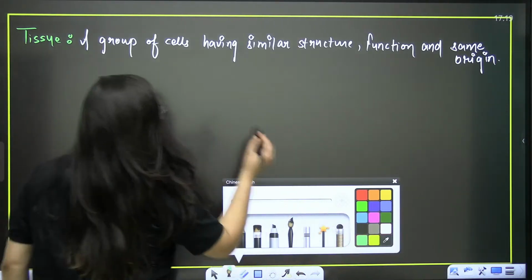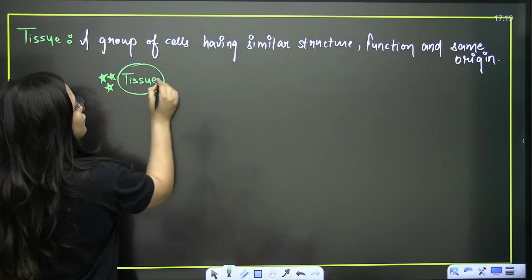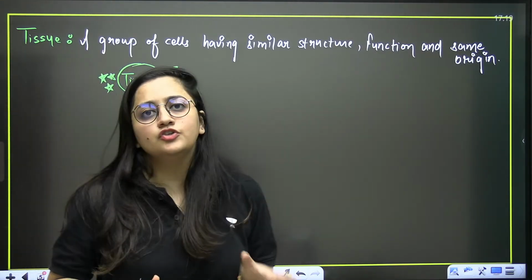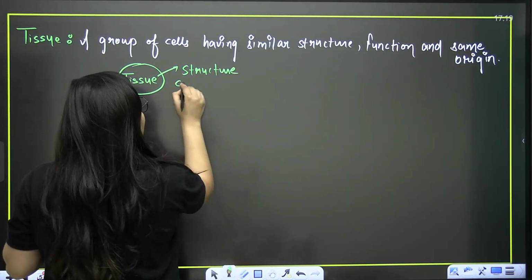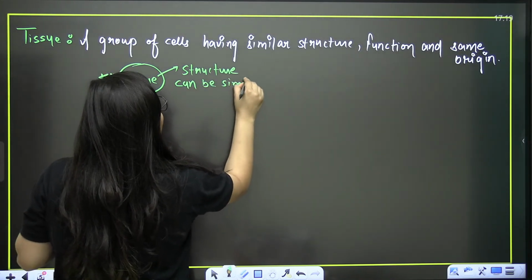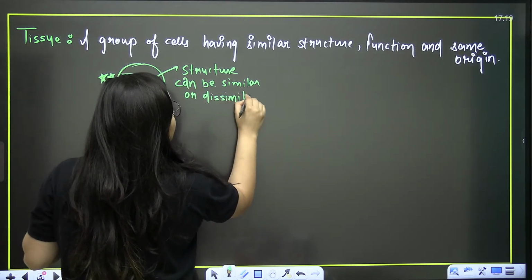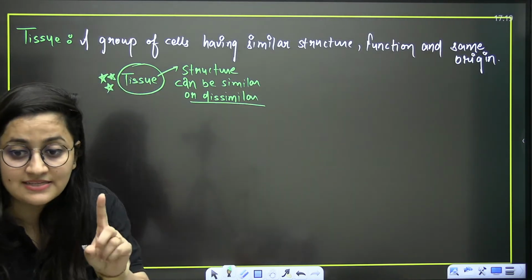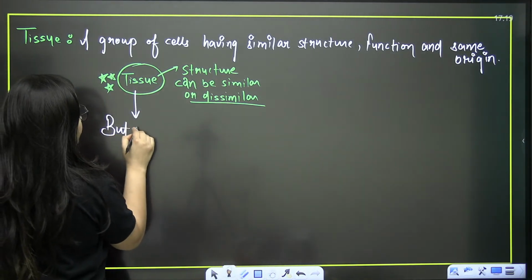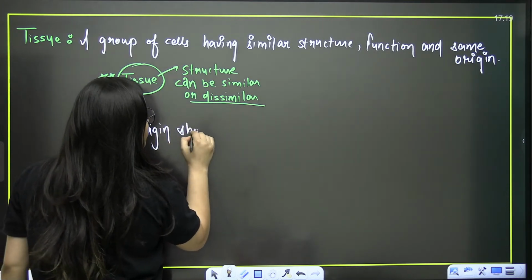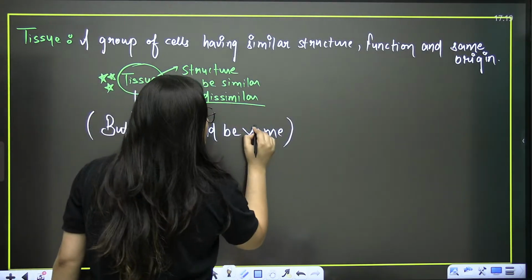Now this point is very important. In the case of tissue, students, it's not mandatory that the structure should always be similar. Structure can be similar or dissimilar. Even function can also change. That's important. Function can also change, but origin should be same. Is it clear? Origin should be same.